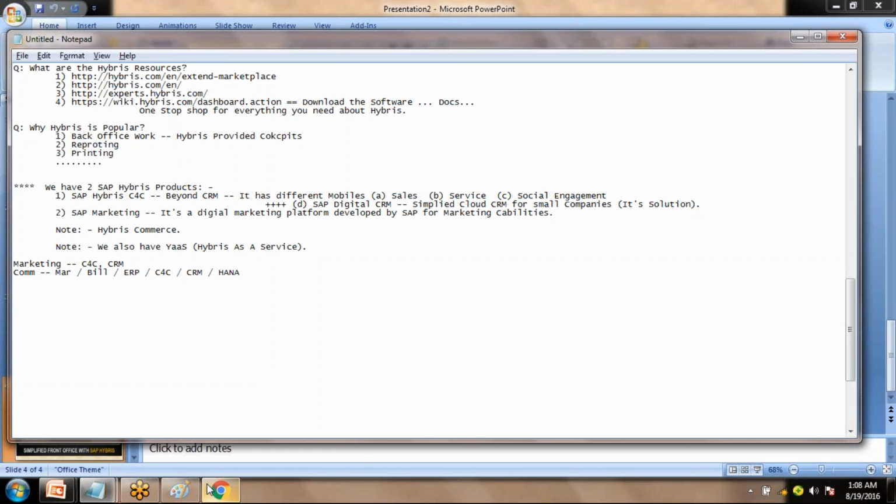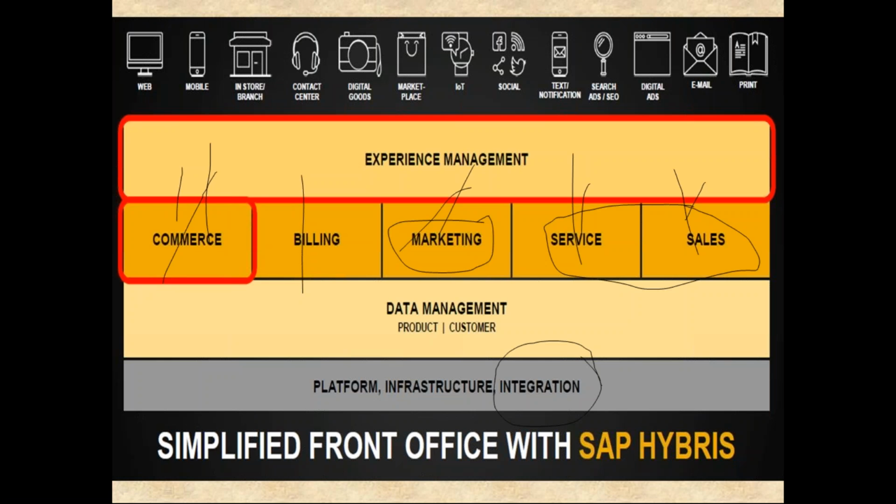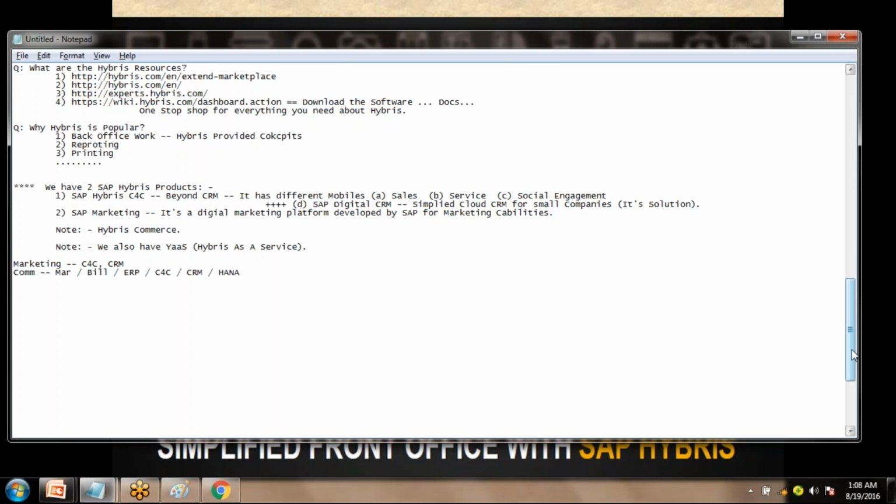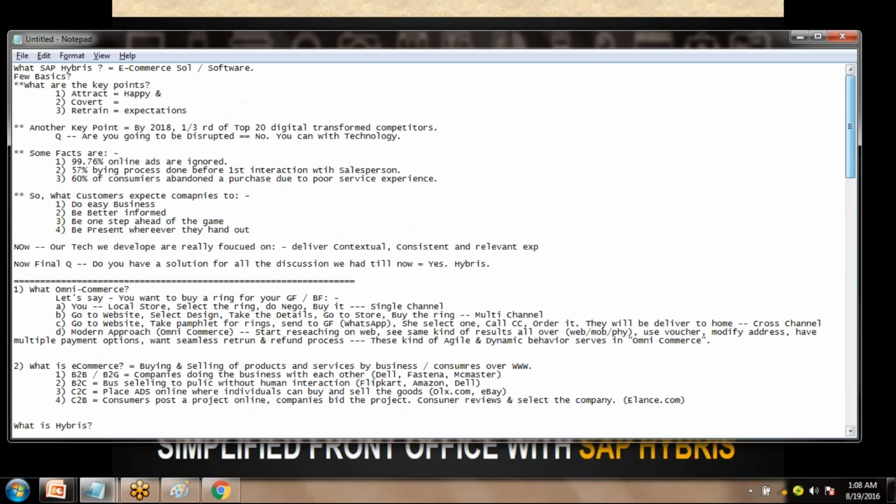I hope you got some basic idea about what is SAP Hybris, what is SAP Marketing, what is SAP Cloud for Customer, and how to define all those things. Let me recap quickly what all we discussed so that we can close this session. First, we understand what is e-commerce or what is Hybris. Hybris is an e-commerce software.